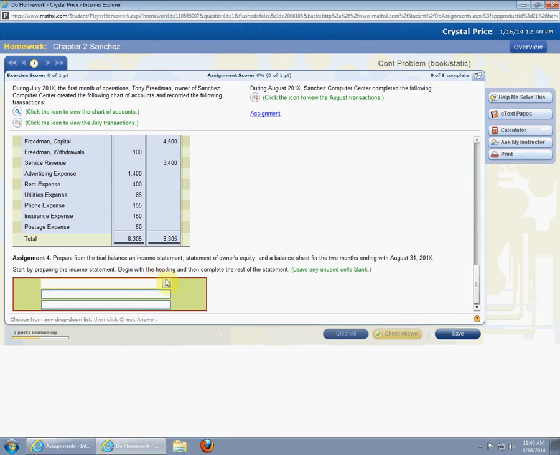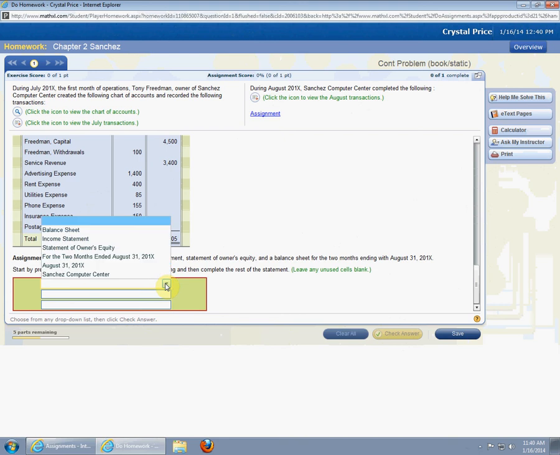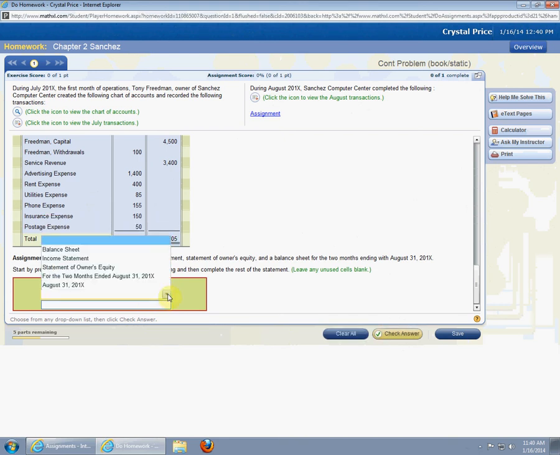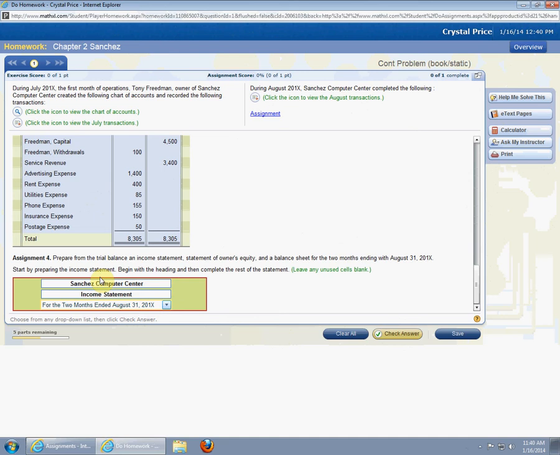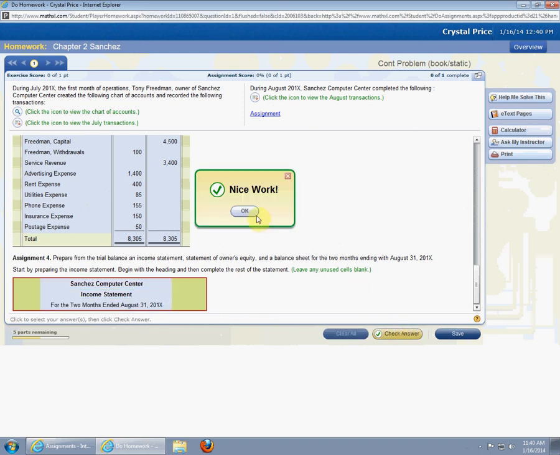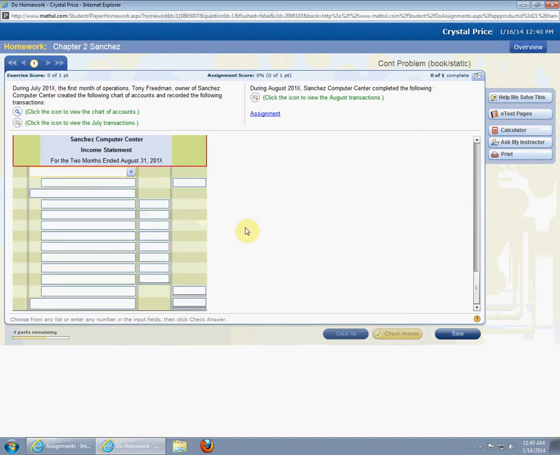So we're going to start off by putting the company name, which is Sanchez Computer Center. This is an income statement. And then on the date, we want to put for the 2 months ended August 31st, because we're showing the income we made over that 2-month period. So you're doing for the 2 months ended on August 31st. That is correct. And then check. July and August. And now we have the income statement.